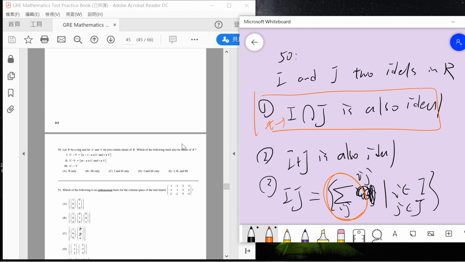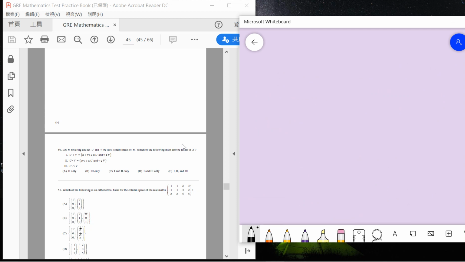So this problem is simple. You are just asked about the basic definition and the basic results of the two-sided ideal. You can see the Herstein abstract algebra for your reference. So there is not much technique in this problem. So 51.